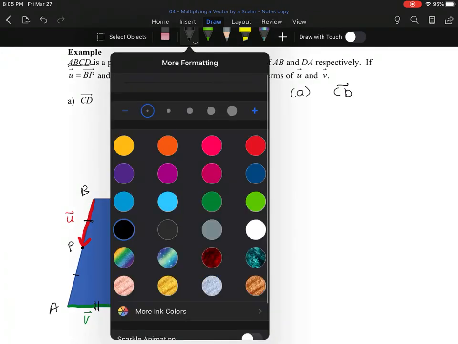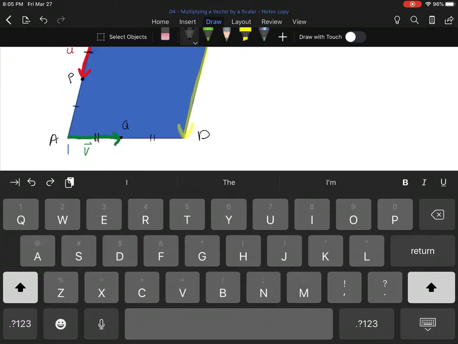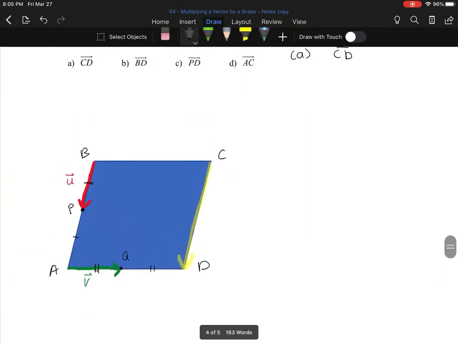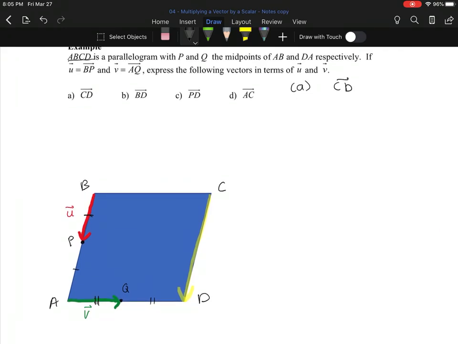So how many U's and how many V's make up CD? I'll let you stare at the diagram for a second without having to pause the video and see where you see how I can make up U's and V's for CD. The important part here is this is a parallelogram. So CD and BA head in the exact same direction, which means if I want CD, I need a U and then another U. So CD is equal to 2 U's.